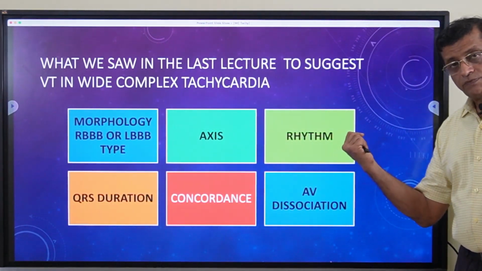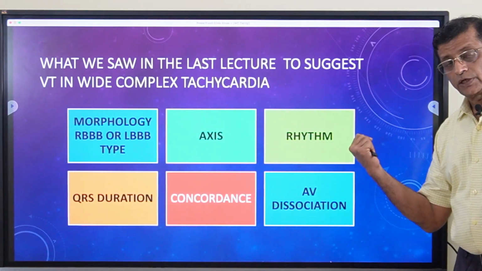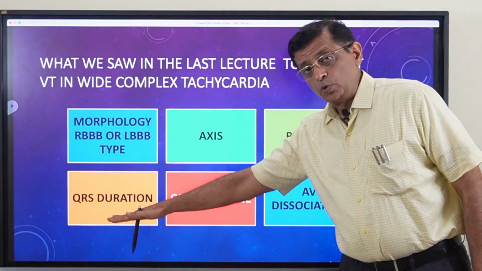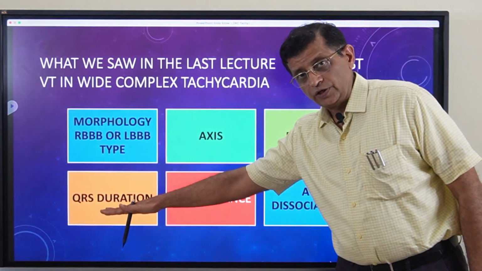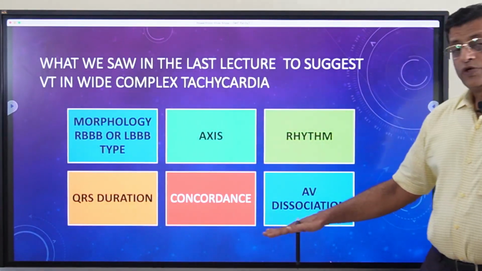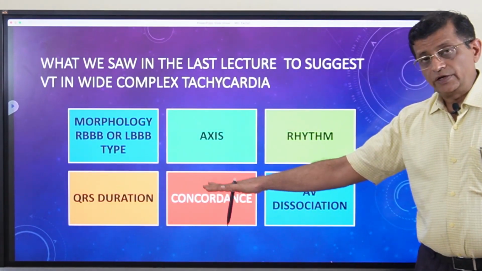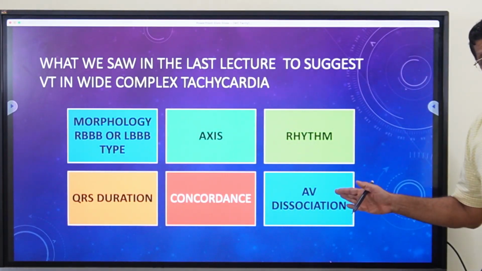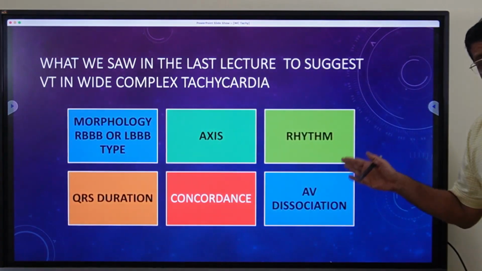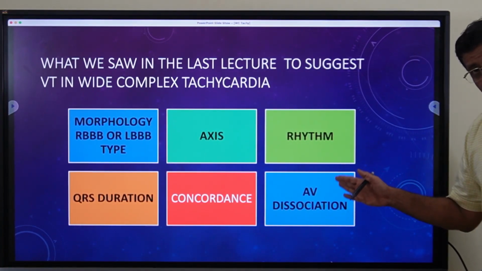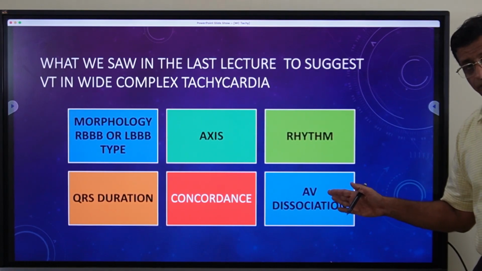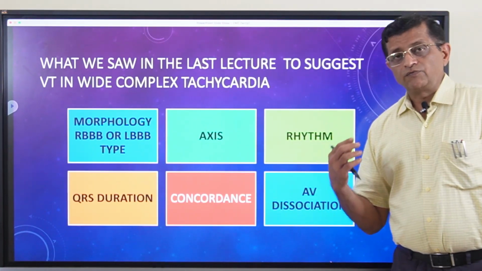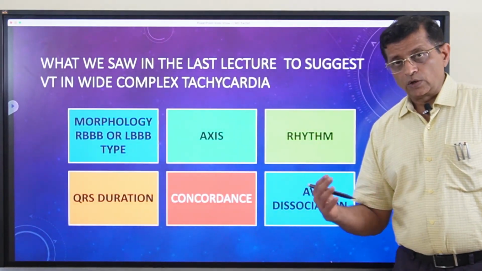Third, we saw about the rhythm. When the rhythm is regular in wide complex tachycardia, that favors VT. We saw about the QRS duration. The more the QRS duration, the more likelihood of it being a VT. We saw the concordance. If there is concordance, it is more likely to be ventricular tachycardia. And lastly, AV dissociation is very important. If you see AV dissociation, that practically clinches the diagnosis of ventricular tachycardia. So having seen all these points, there are a few further signs that we'll talk about before going to the algorithms.